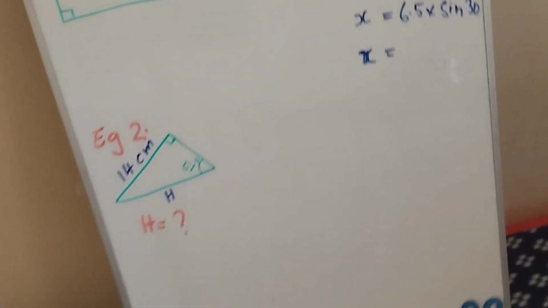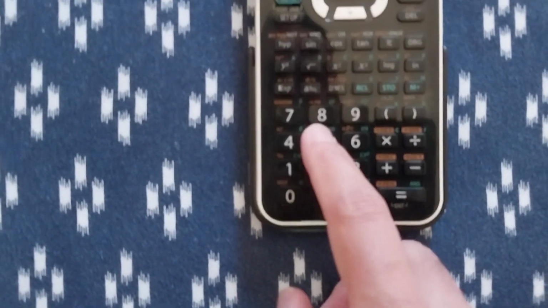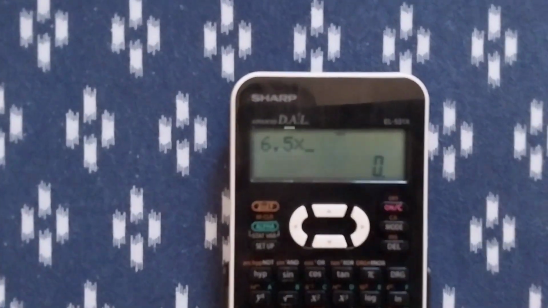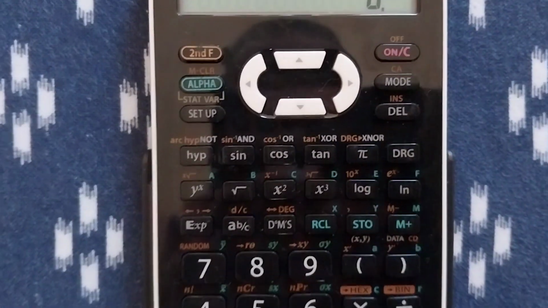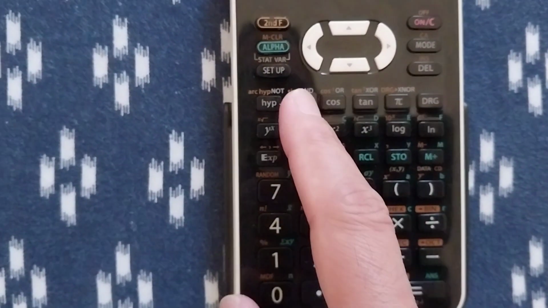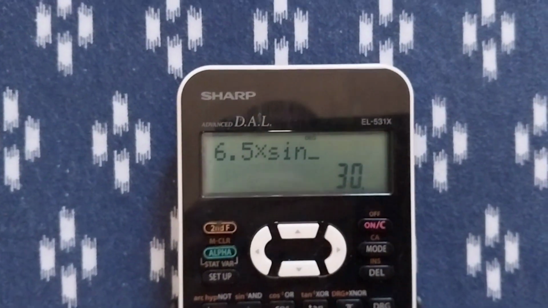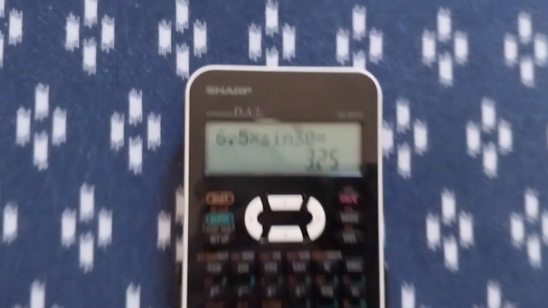So back to our question. We're doing 6.5 times sine of 30 degrees. So I will press 6.5 times sine. Where is sine? Okay, that's next to that button in the corner, sine of 30 degrees, 30. So 6.5 times sine of 30 degrees. All I need to do now is to press equal. So I get 3.25. Good.